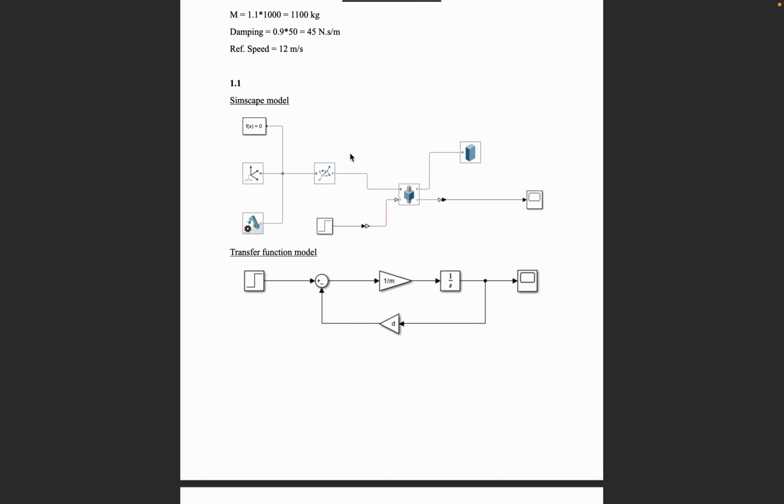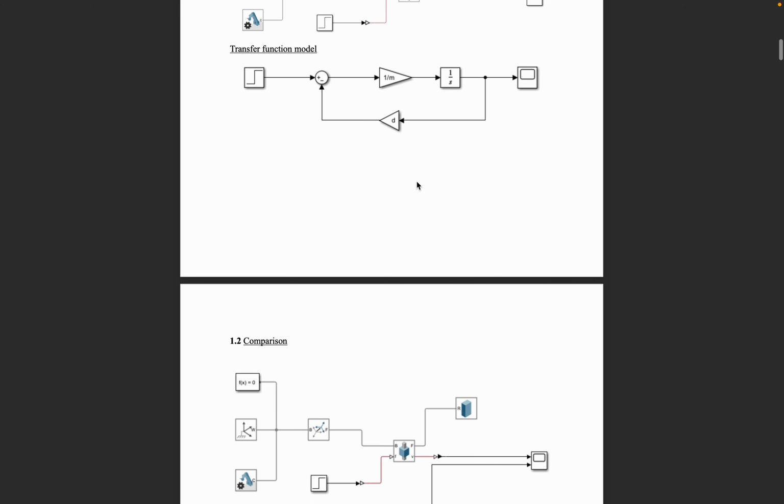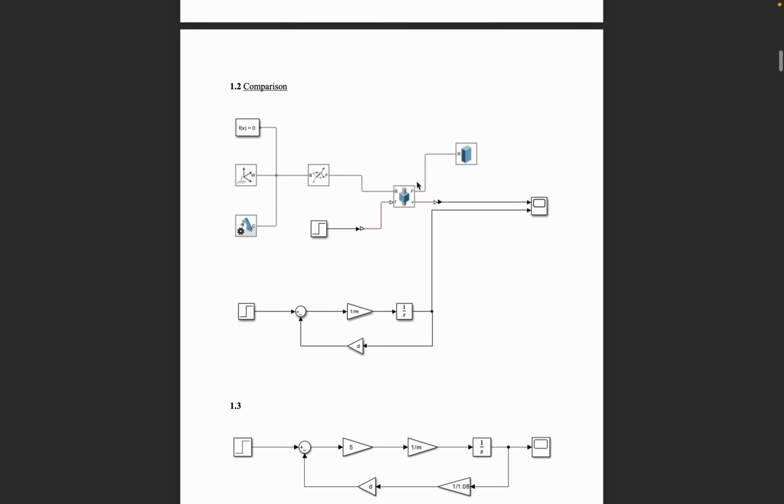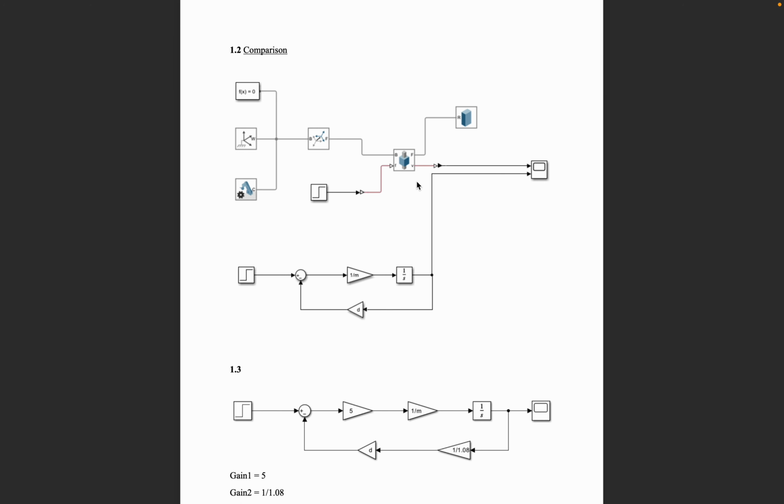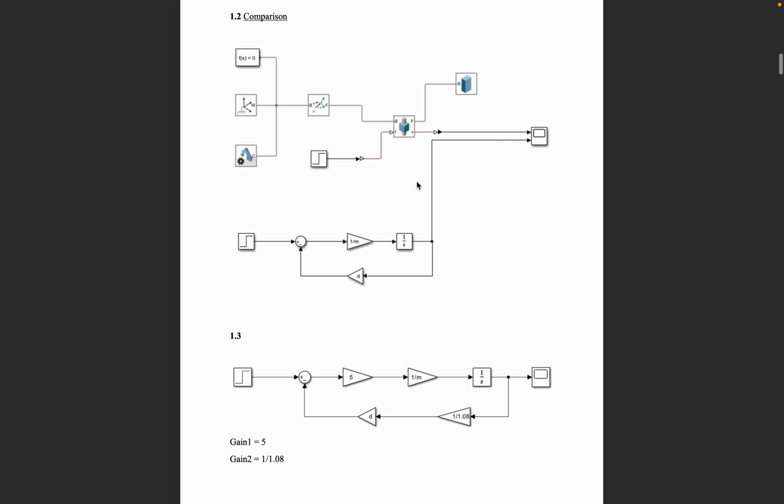I made two models, a Simscape model and a transfer function model. After that, I tested both models by giving a step input. The outputs from Simscape and the transfer function were similar, so my model seems to be correct.